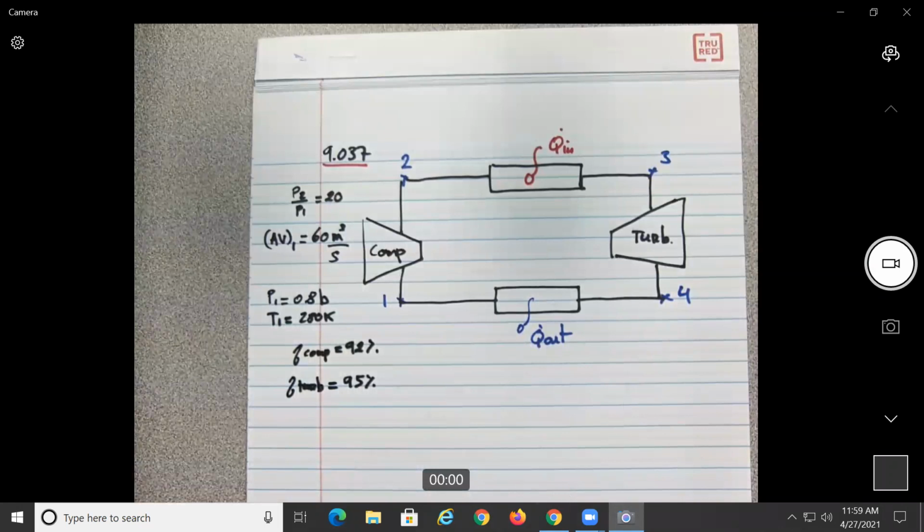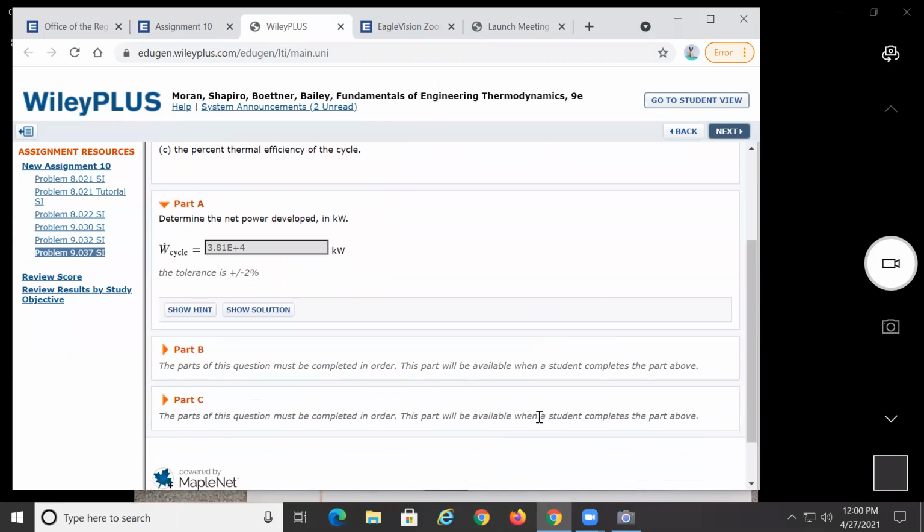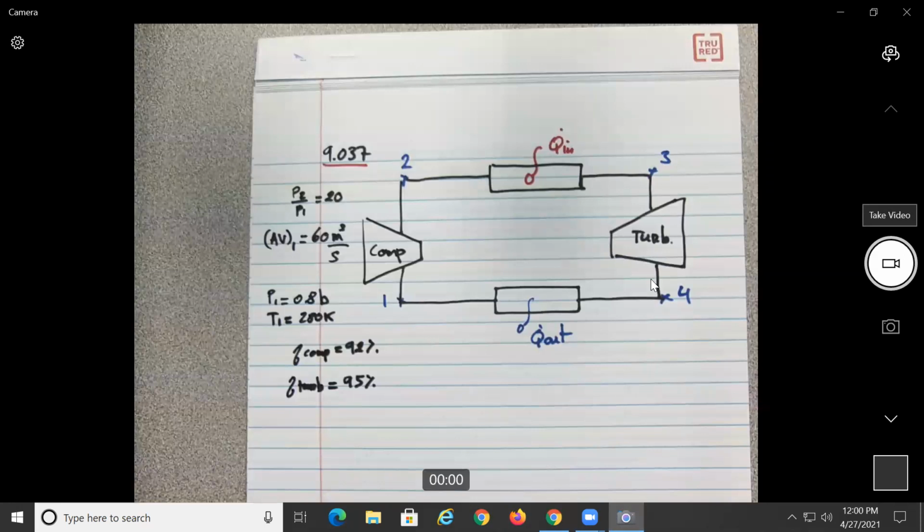Okay, so let's see what we need to do. Determine the net power developed in kilowatts. Okay. So basically, we need to do the same thing as we did before, no? But this time with efficiencies. So maybe let's try it as you mentioned this time. Let's take as control volume both of these ones.